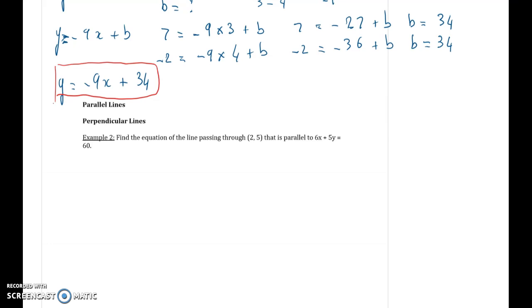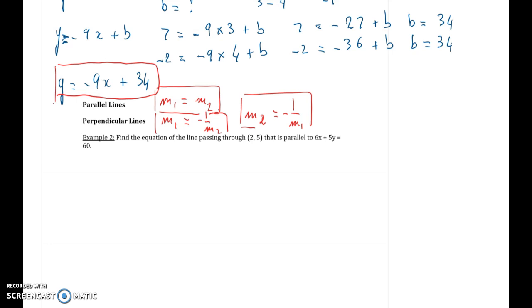I would like you to remember that when 2 lines are parallel, the slopes are equal to each other. And when the lines are perpendicular to each other, the slope of the first line is equal to negative 1 over the slope of the second line, which I can also write as m2 equals negative 1 over m1. Okay, depending on what you have in your problem.